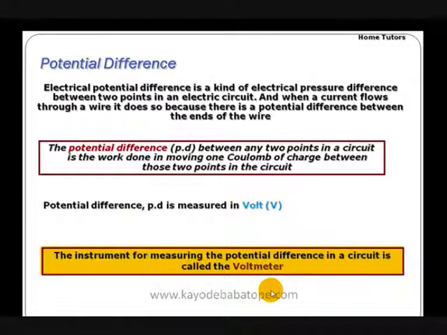And the instrument for measuring the potential difference across 2 points in a circuit is called the voltmeter. Alright, the voltmeter is used in measuring the potential difference between 2 points in a circuit. And the unit of potential difference is the volt.